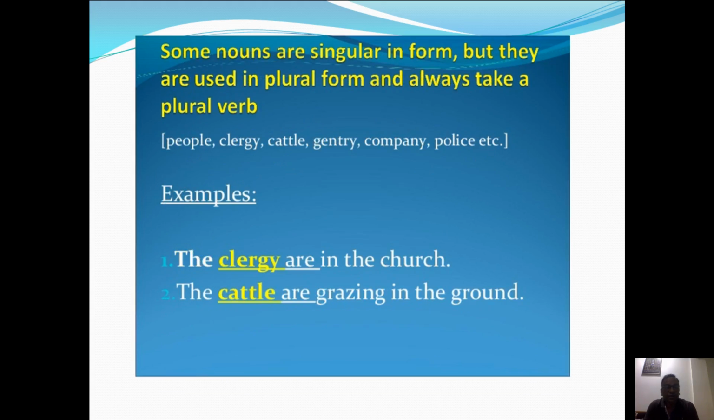Some nouns are singular in form, but they are used in plural form and always take a plural verb. I repeat, some nouns are singular in form, but they are used in plural form and always take a plural verb, like people, clergy, cattle, gentry, company, police, etc. We will discuss the same examples. The clergy are in the church. The cattle are grazing in the ground.